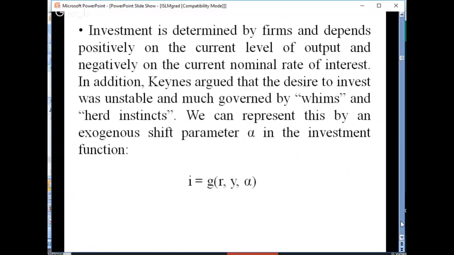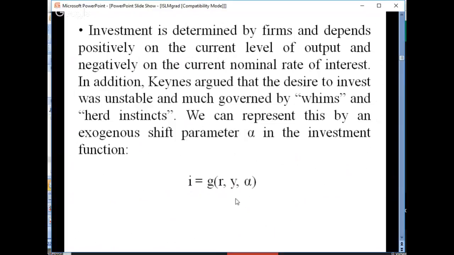Keynes assumes that both interest rates and income affect investment in much the same way that they affect consumption. When income goes up, people are going to have more money and they're going to invest. When interest rates go up, people are going to borrow less money, so investment will go down. So interest rates have a negative effect on investment.